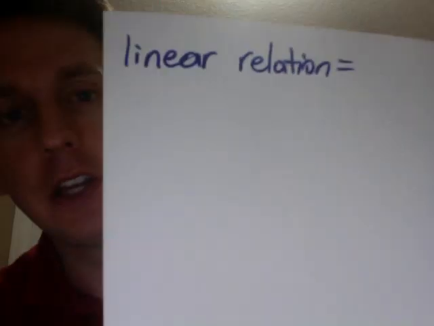Okay, so this is how it's spelled, linear relation. So a relationship between 2 variables, and I'm writing B/W for between, that will form a straight line when graphed.